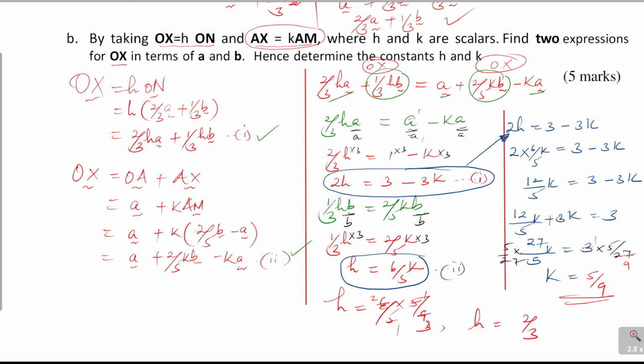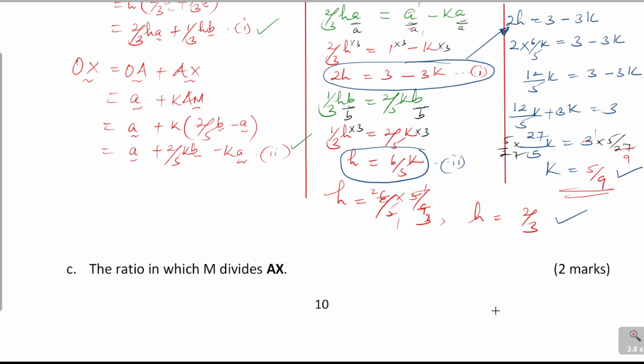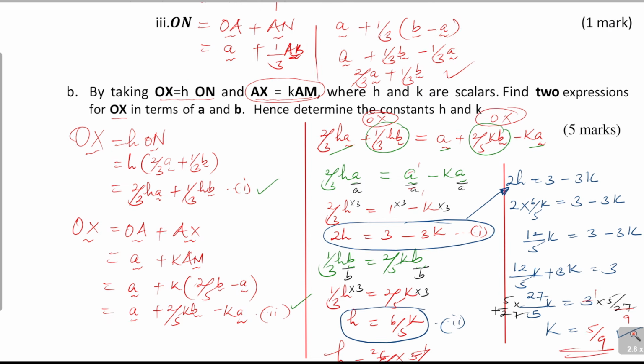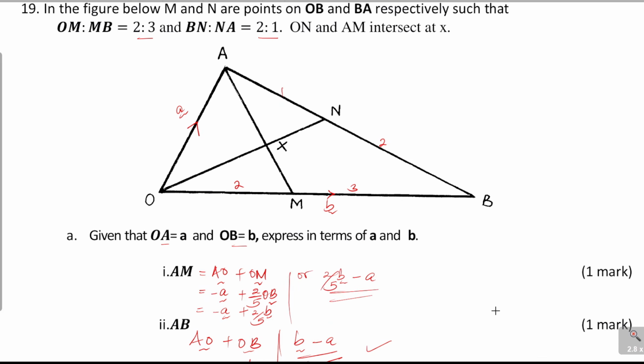So now we have the two values that you are required to get, that is, determine the constants h and k. So we have k is 5/9 and h is 2/3. So we've done that. The last part is the ratio in which m divides ax.